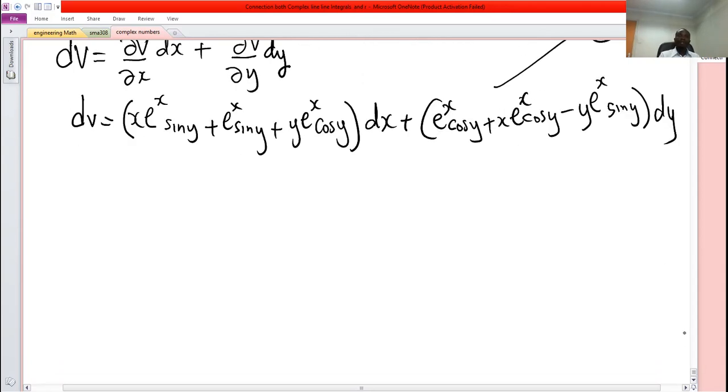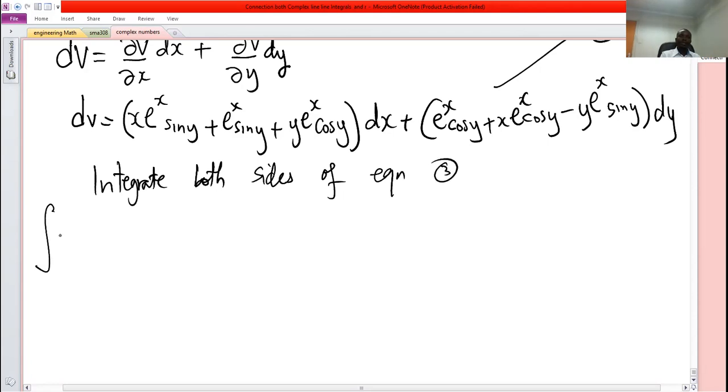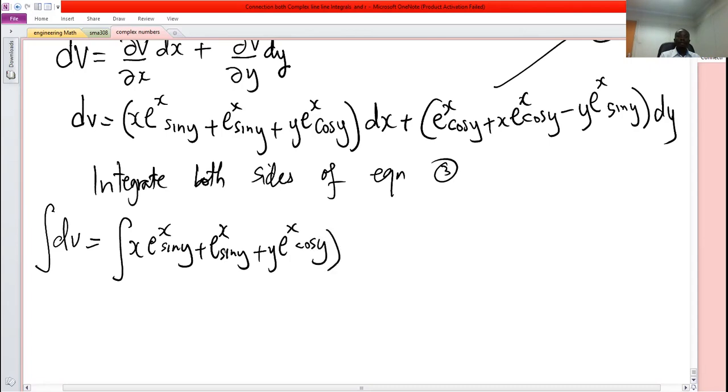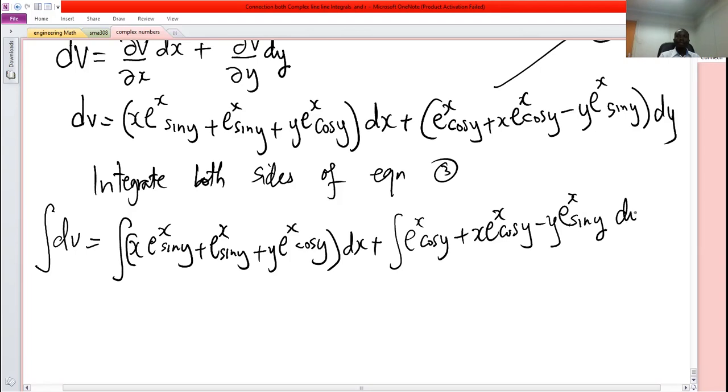Now to get v, we just integrate both sides of equation 3. So we have the integral of dv equals the integral of x e raised to the power x sin y plus e raised to the power x sin y plus y e raised to the power x cos y dx, plus the integral of e raised to the power x cos y plus x e raised to the power x cos y minus y e raised to the power x sin y dy.